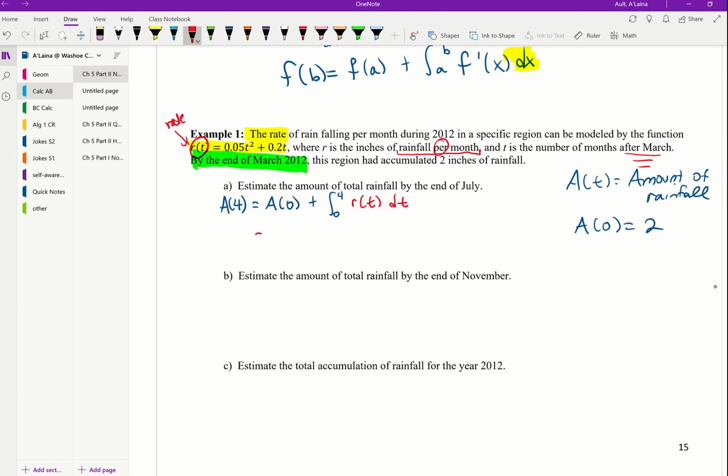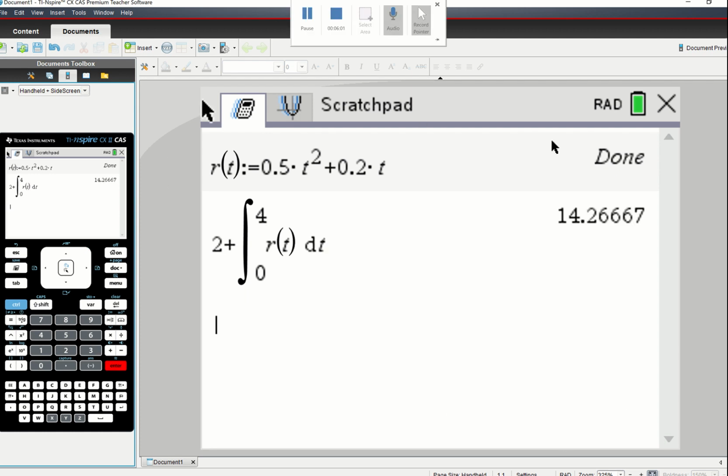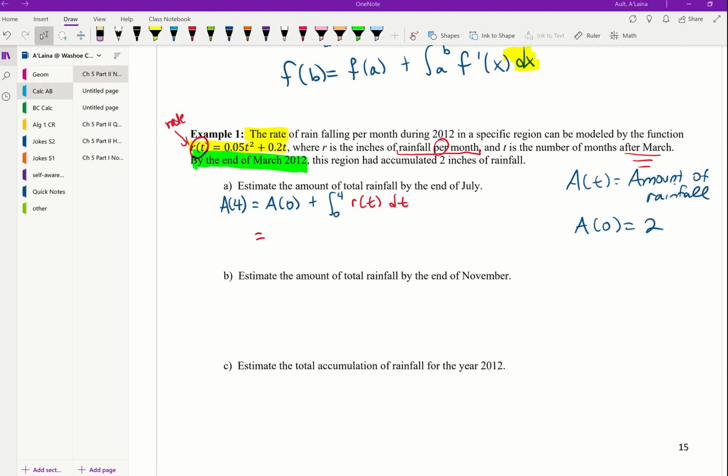So if I wanted to find this total, I can use my calculator. I already defined this function of R, and I could do 2 plus, I'll use shift plus here, the definite integral from 0 to 4, since I want to go to 4 months after March, of R of t dt. I'm going to round this to 3 decimal places or more, and I'll get 14.267 inches.